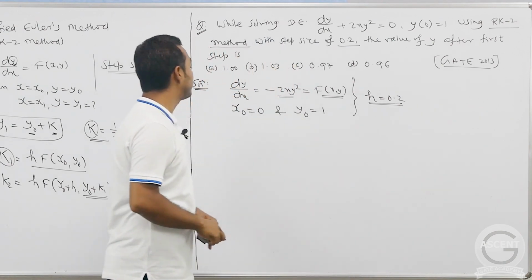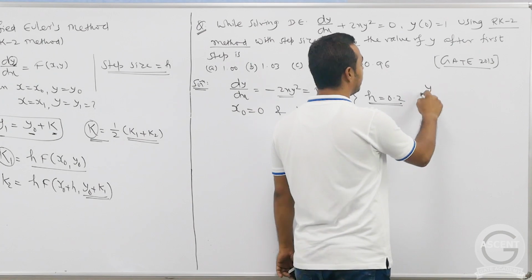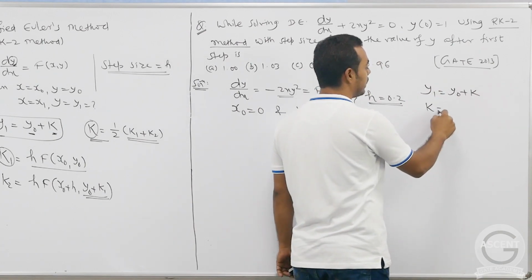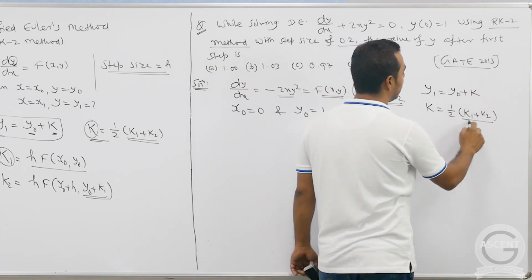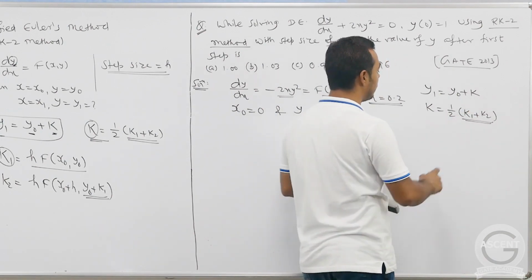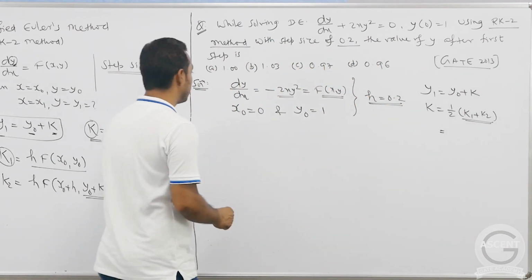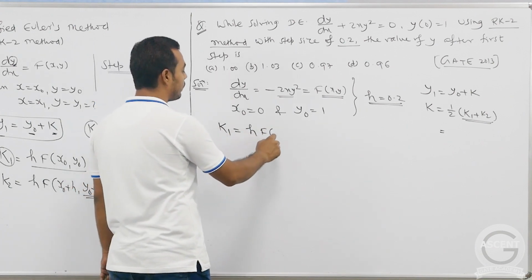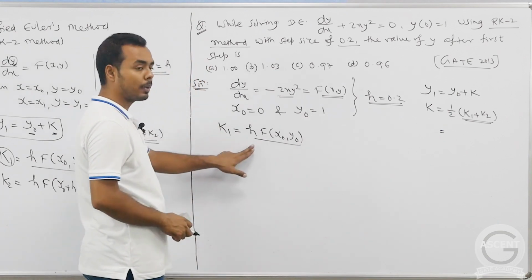the value of y after the first step will be, so we have to calculate y1. y1 will be y0 plus k. This k will be half of k1 plus k2. So first we need to calculate these k1, k2, then we'll calculate k, and then we'll calculate the value of y1. So our k1 will be h into f of x0, y0. This will be the value of k1.